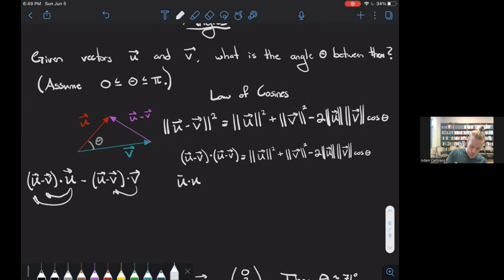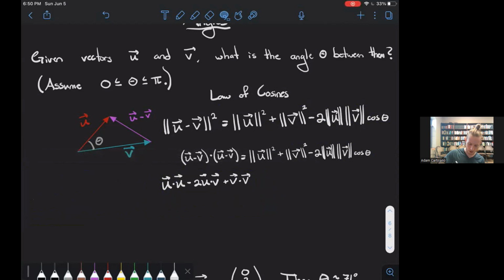So what we're left with on the left-hand side is u dot u minus 2 u dot v plus v dot v. Just by applying the distributive property a lot, or FOIL, honestly. Okay, good. I'm going to clear our scratch work so we have enough space. And now this is of course equal to the right-hand side.